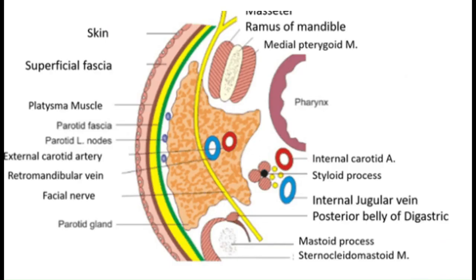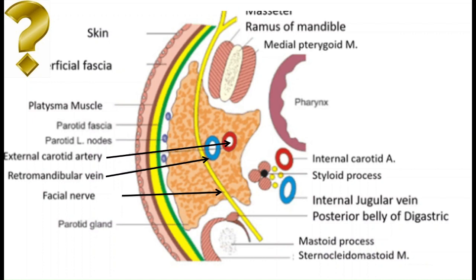Here is a diagram of cross-section of the parotid area, but it contains several useful details. First of all, the facial nerve is passing through the parotid gland. Then the superior end of the external carotid artery, and then if you go higher up, it is the superficial temporal artery, is within the substance of the parotid gland.